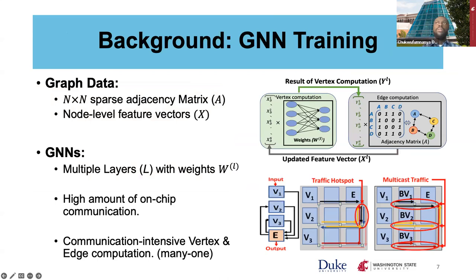For GNN training, on this slide I want to get into some brief specifics. Here we are dealing with very sparse adjacency matrices, and we have node-level feature vectors, as we can see in the figure on the right, X1 to XN, which go in as input into a GNN consisting of weights. Then we also simultaneously have to do edge computation, where we combine the results of the vertex computation with the adjacency matrix. This problem is challenging in the sense that it results in a large amount of on-chip communication, because the edge computation and vertex computation are mapped to different compute elements, and you have to communicate between them during training. And it's also very compute intensive.